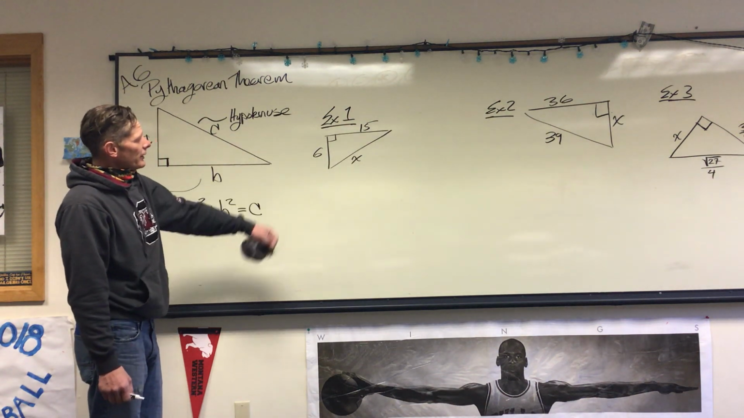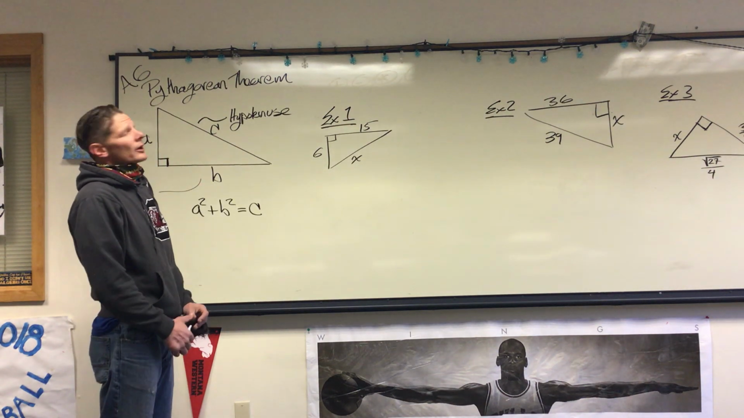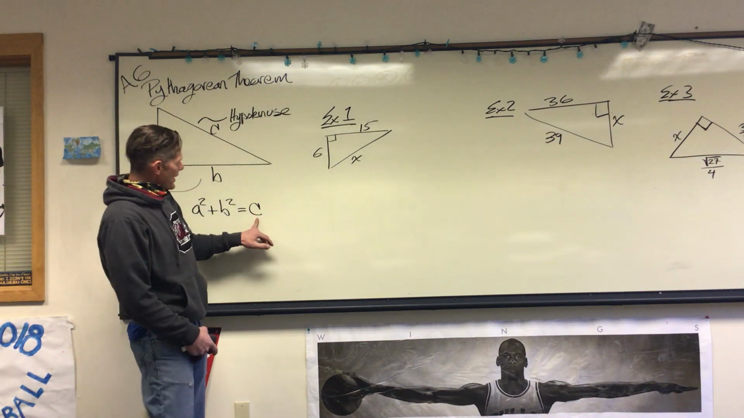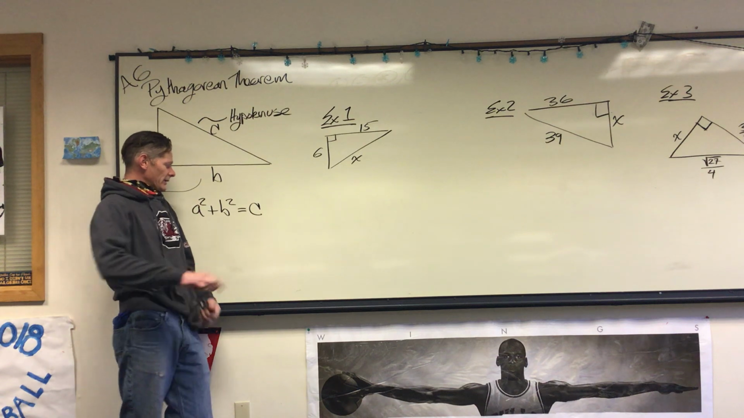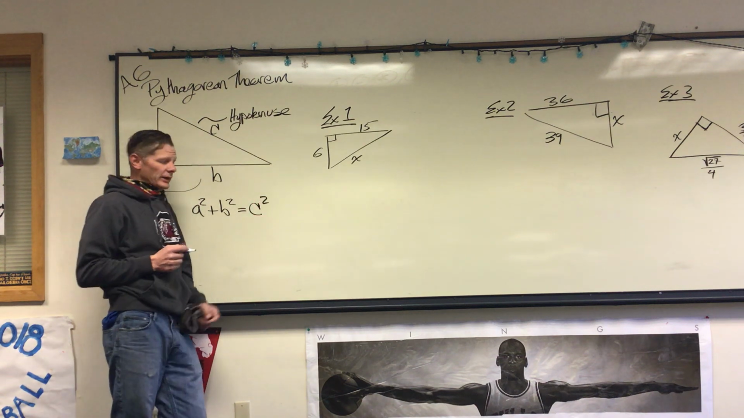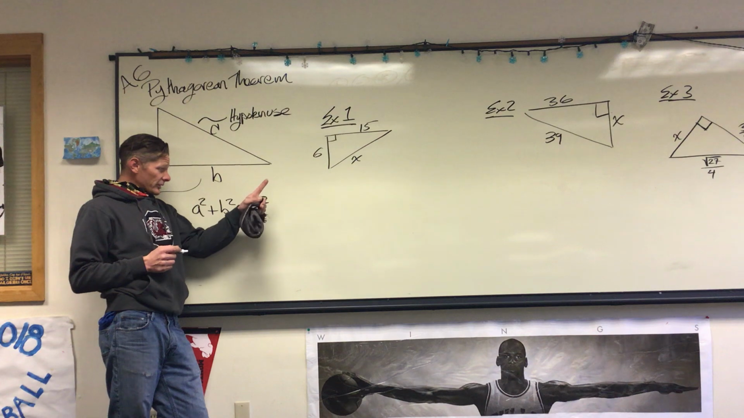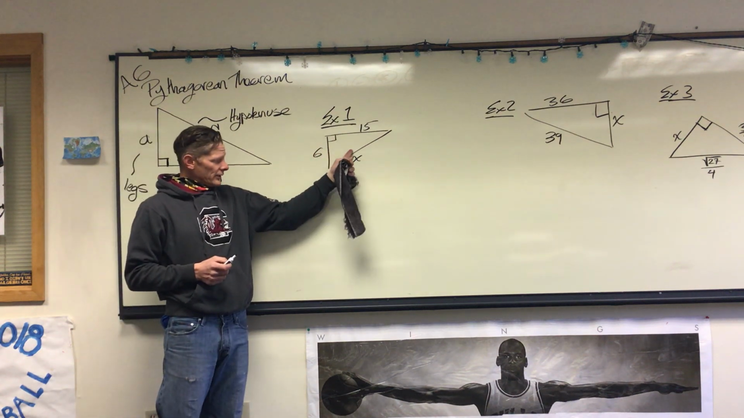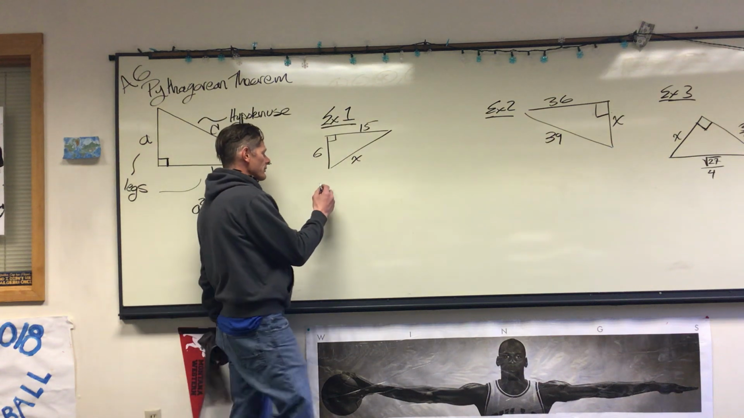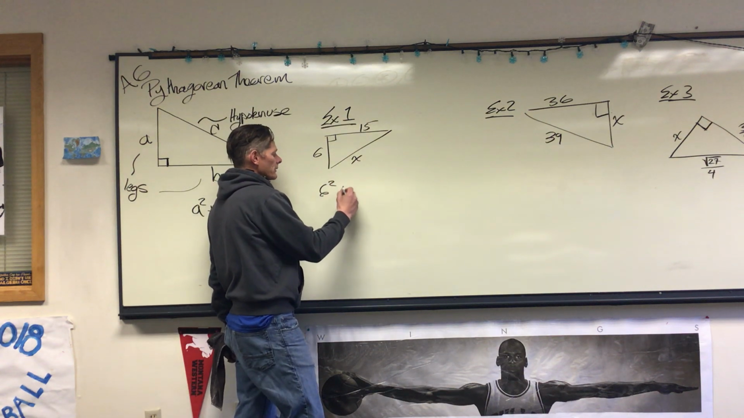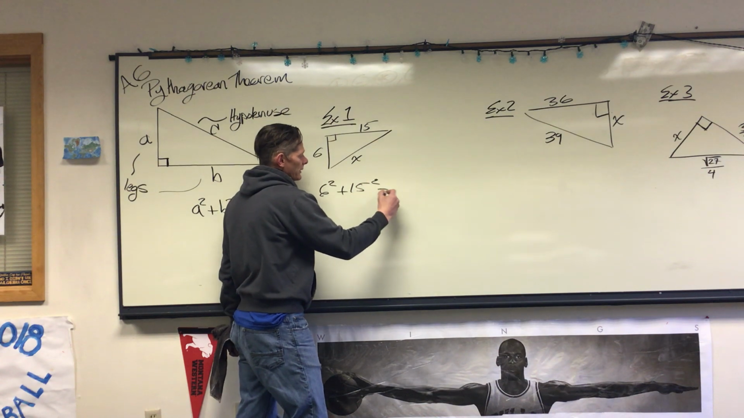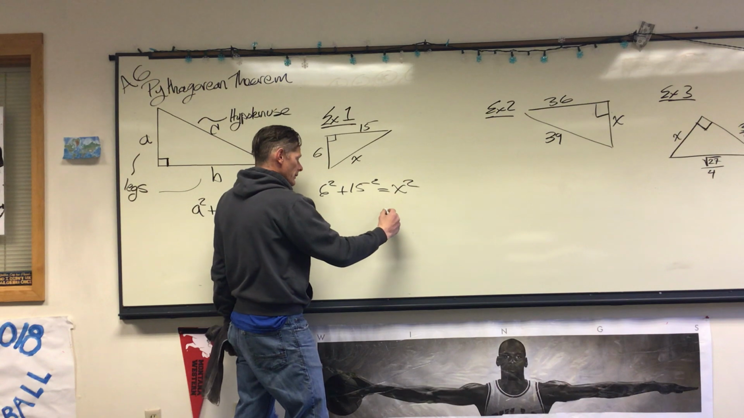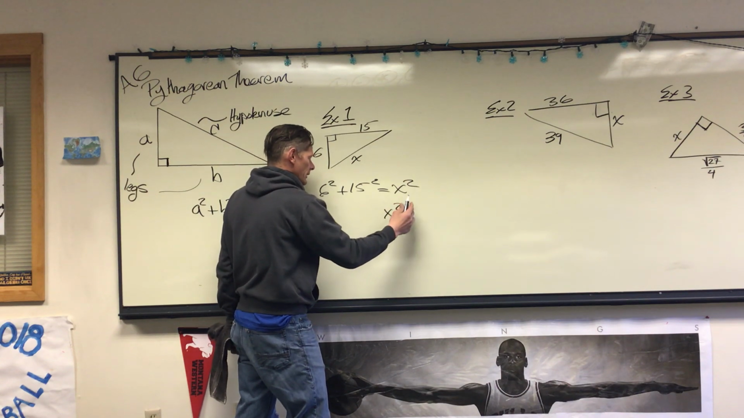Here's the first example. What we really have to pay attention to is what it is we are looking for here. In this one, we want the hypotenuse, so c. I said c squared, but I did not square it. c is our x here. Our legs are 6 and 15. Hypotenuse, always opposite the right angle. So we have that 6 squared plus 15 squared is equal to x squared.